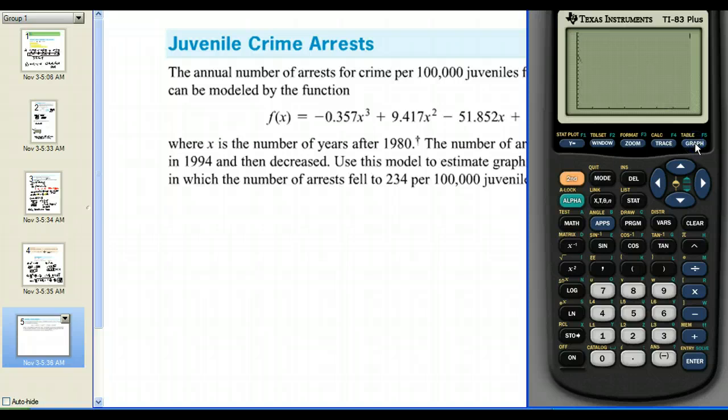So when I graph that, I get this. There's that peak they were talking about, 1994. And there is that 234 line. So there's what we're looking for. Trace, find that intersection. First curve is our cubic model. Second curve is not really a curve, it's that horizontal line, and then there's our guess. So 20 is the year, and that's years after 1980, so that would be in the year 2000.